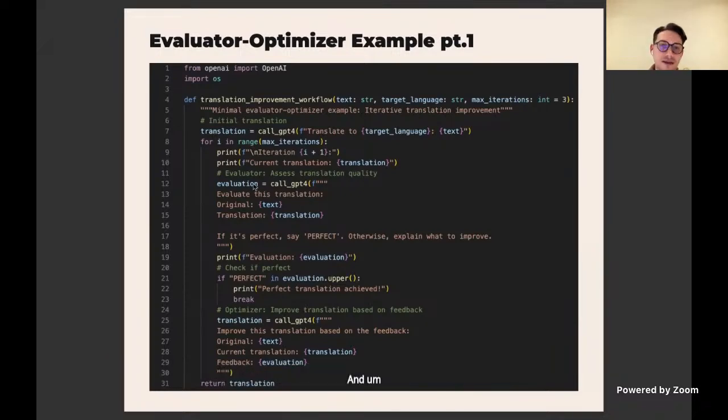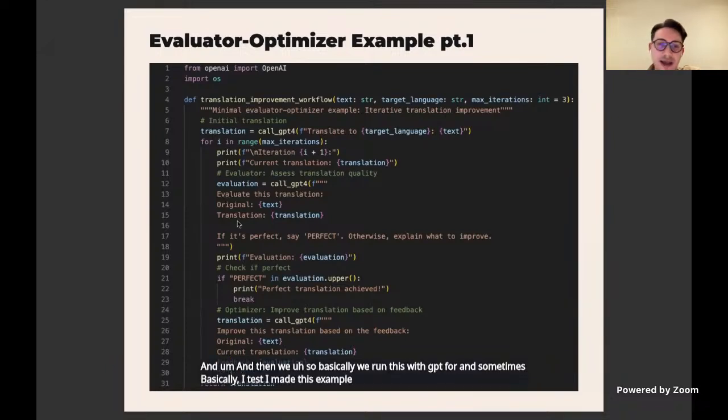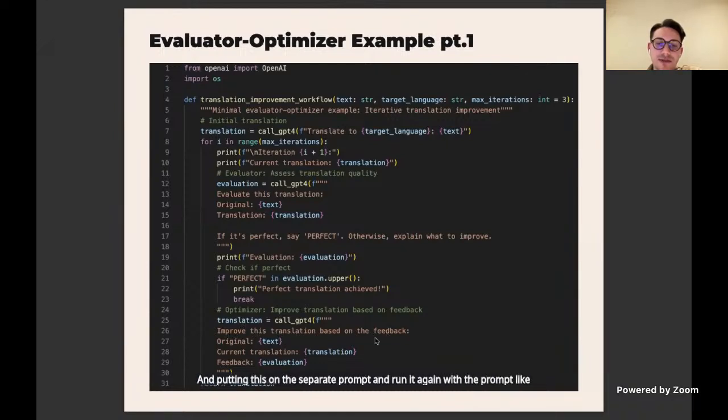And then basically we run this with GPT-4, and I made this example and tested how it looks. So you can see something like, at first it says, well, the translation is not perfect. These are the particular problems in this translation. But after that, we take this evaluation as the feedback, put this into a separate prompt and run it again with a prompt like: improve this translation based on this feedback.